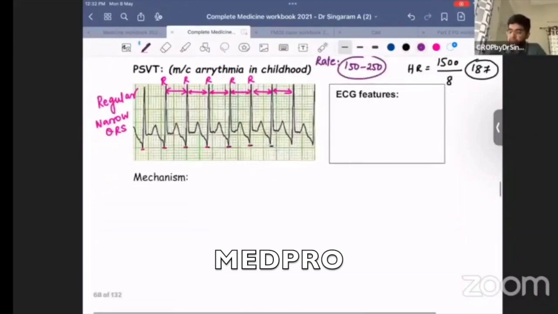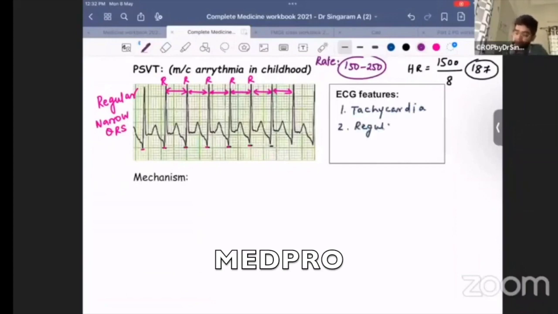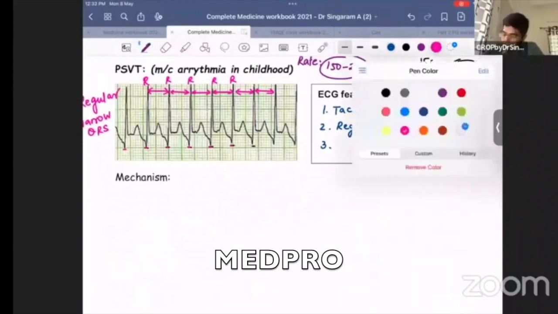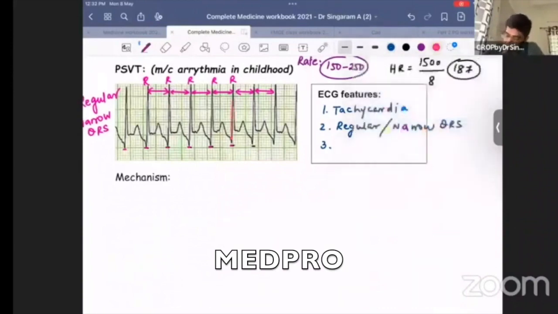Okay, right? So I'm going to write the ECG features quickly. Number 1 is tachycardia. Definitely it is there. Second, regular rhythm. Along with that, you have a narrow QRS also. Third, you are going to comment on the T wave, correct? Look at this complex. I'll take the example here. So this is a QRS complex. This is a T wave. Again, QRS complex, and then the T wave like this.